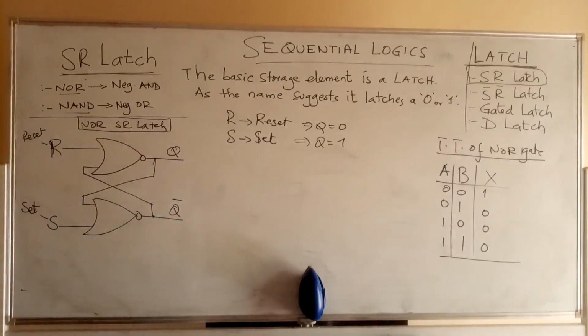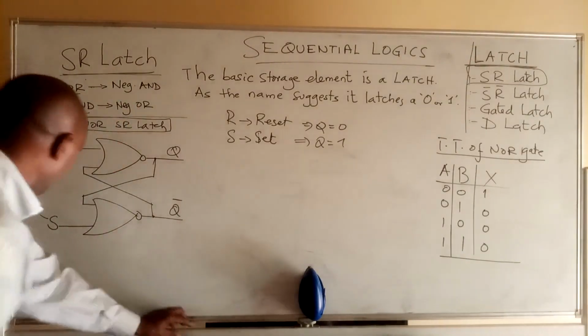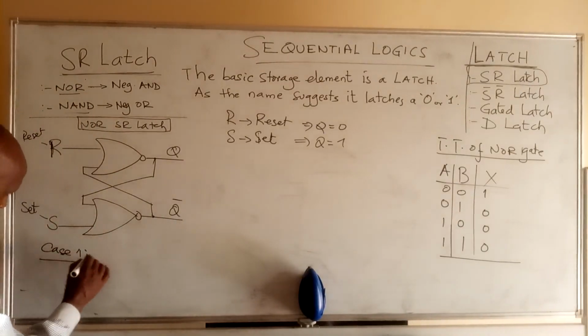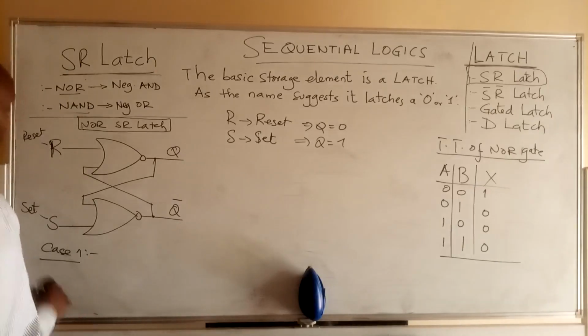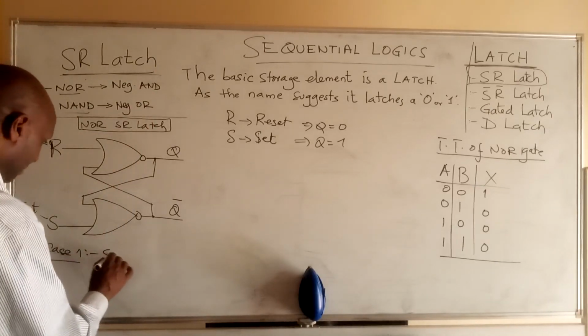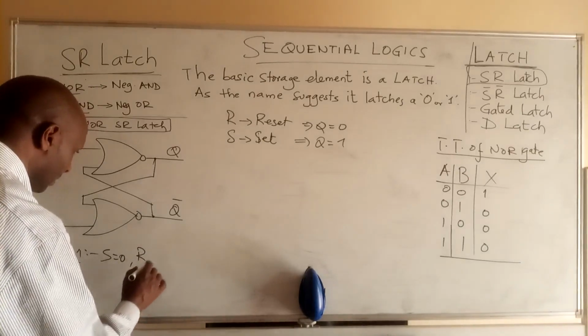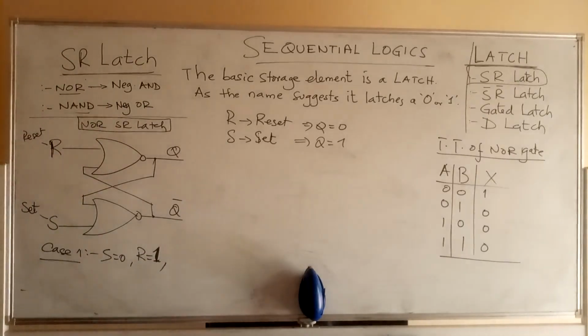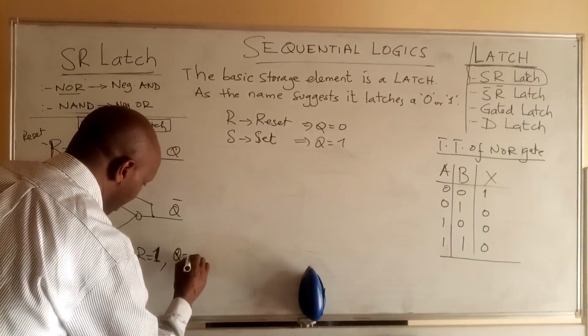Now, how will this circuit function? Let us start with the first case, by resetting the circuit. Case 1 is where we reset the circuit. Means S is equal to 0, R is equal to 1. So we reset the circuit. By resetting the circuit, of course, Q will be equal to 0.